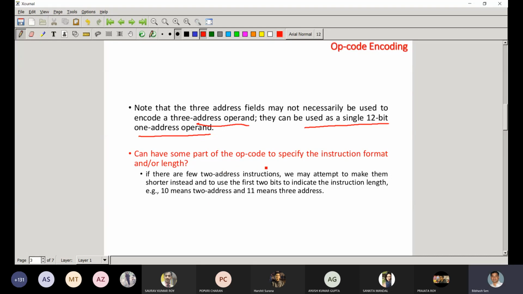We can have some part of the opcode specify the instruction format and length. If there are few 2 address instructions, we may attempt to make them shorter, using the first 2 bits to indicate instruction length, and 10 means the instruction has 3 elements. So in this way, with multiple instruction formats, the length of the instruction can be modified by using the instruction opcode.